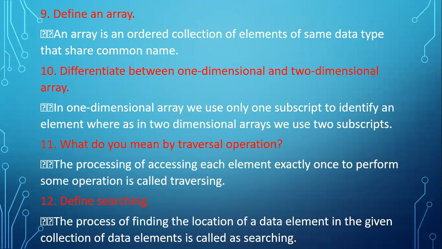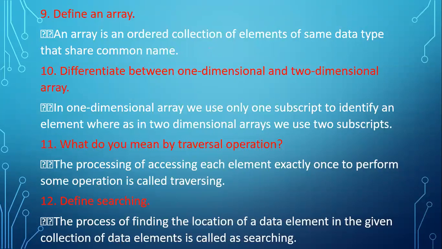Then, question number 9. Define an array. An array is an ordered collection of elements of the same data type that share a common name. This is one definition. You can write one more definition: array is a collection of homogeneous type of elements with the same name is called an array. Either of that you can write.